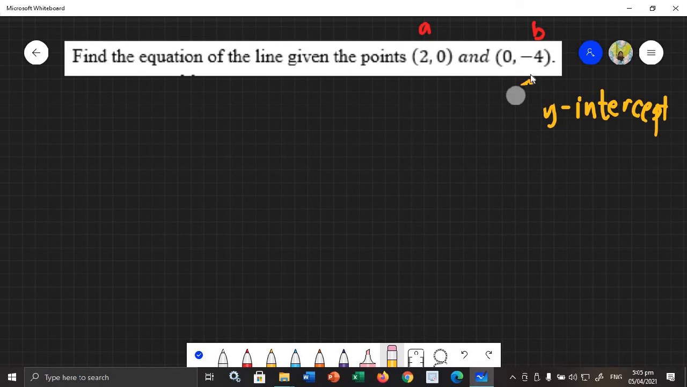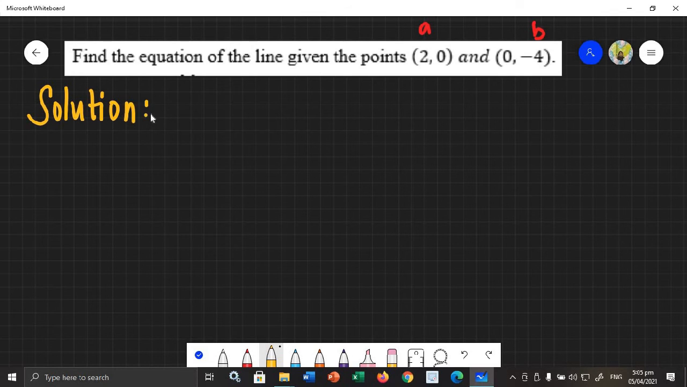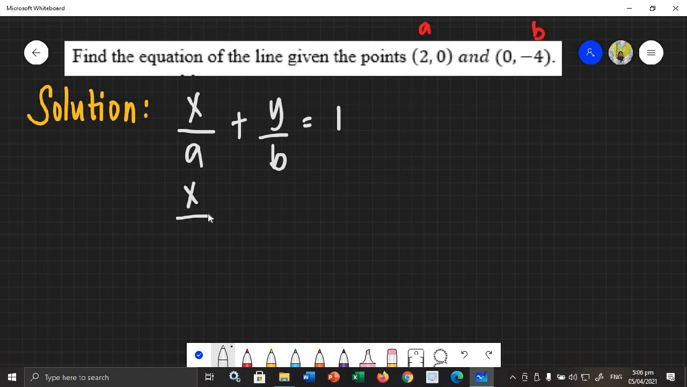So in this case, ang given mo, A is equal to 2, positive 2, and B is equal to negative 4. So now na meron na tayong value for A and B, we can now find the equation of the line using the intercept form. X over A plus y over B equals 1. And then we need to substitute the values for A and B. So x over, yung A mo is 2. So x over 2 plus y over, yung B mo is negative 4.